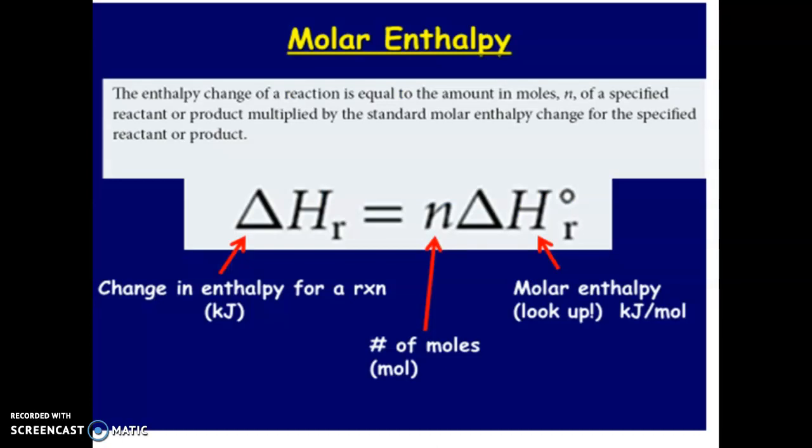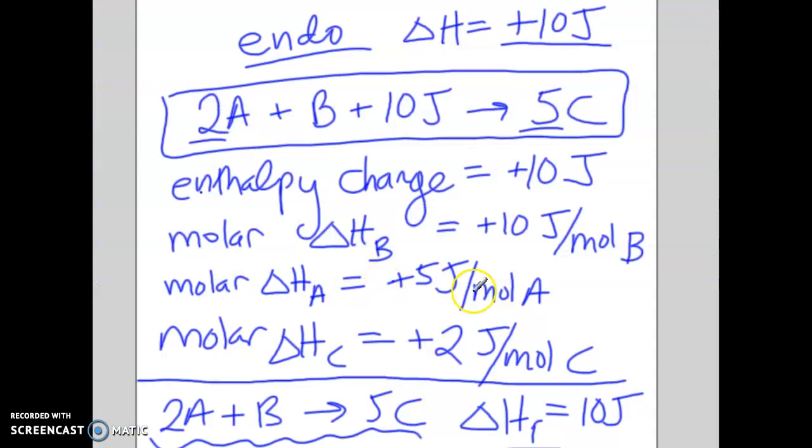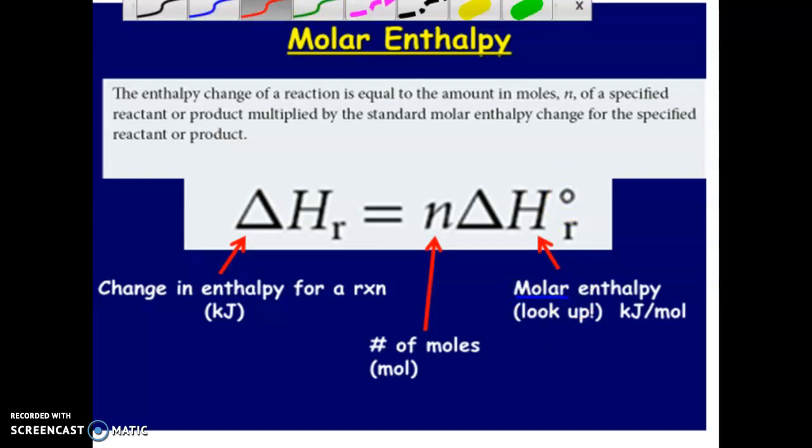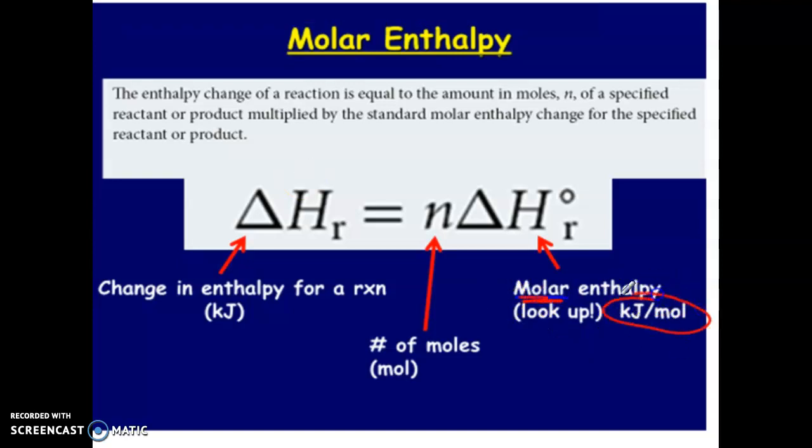Okay, so here is our formula. We've actually been using that to do these example calculations without even really learning the formula yet. So delta HR is equal to n times delta HR naught, okay? This value here with the naught symbol is representing molar enthalpy, okay? So notice the unit is kilojoules per mole. Your number of moles, of course, is represented by lowercase n, so that should be familiar from grade 11. And of course, the enthalpy change for a reaction is just simply in kilojoules.